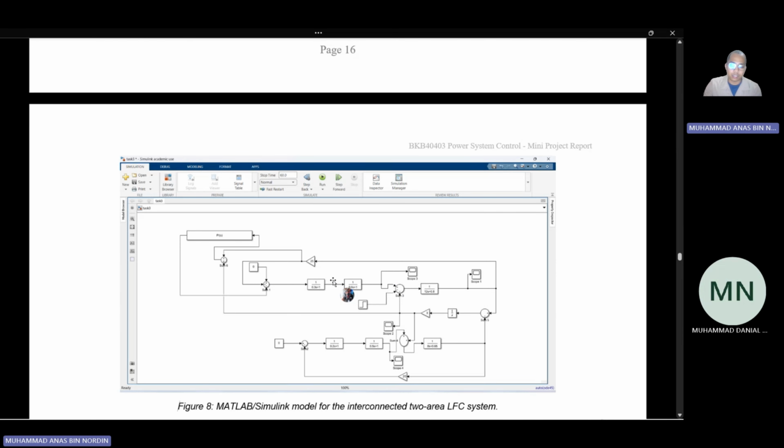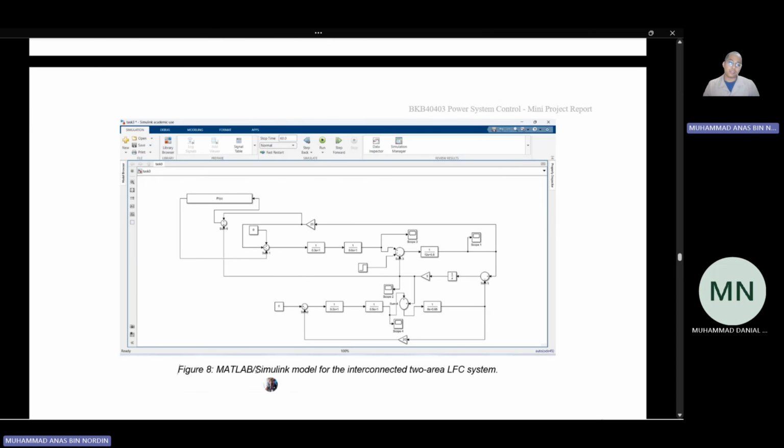Okay, next, as you can see here, this is a MATLAB simulation model for the interconnected two area LFC system. We are using MATLAB, and I have the PID controller here, which I only use as PI. We have the governor, the sum, and the scope that calculates the frequency deviation and the power deviation. The gain symbol here, the sum, is the power given.